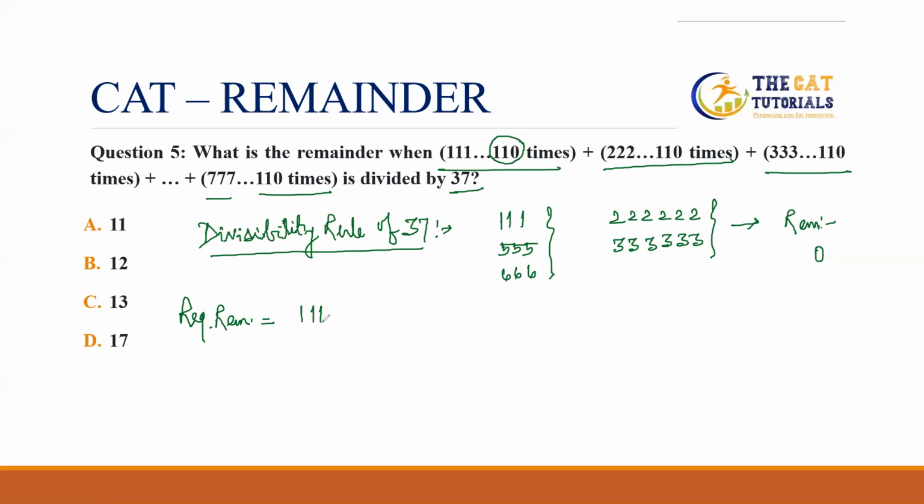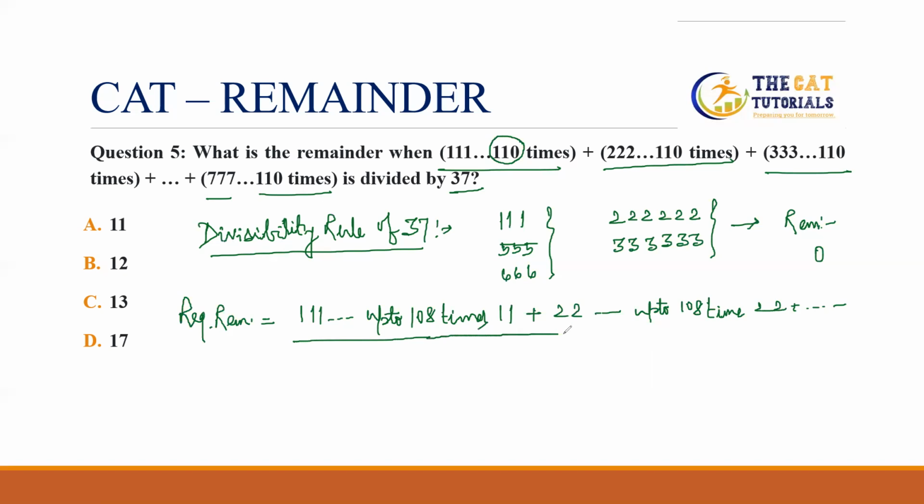We can write 111... up to 108 times. Then after 108 times, we have to write 2 times of the 1. And again we write 2, 2, 2... up to again 108 times, and then again 2 times of the 2. So on, we apply the same pattern, and we have to divide this number by 37.